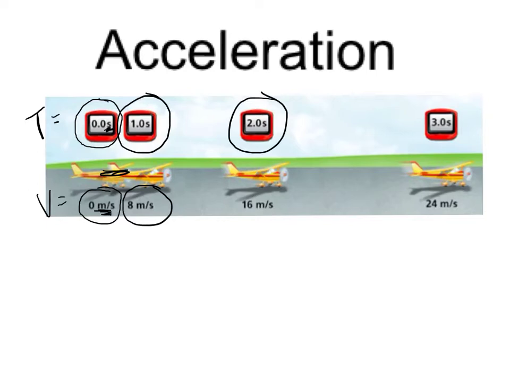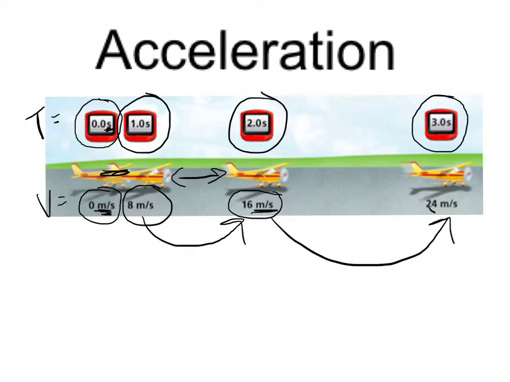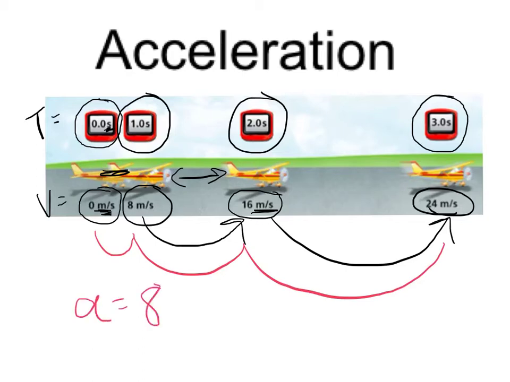At the 2 second time interval, the plane's speed increased from 8 to 16 meters per second, and you can see that it covered more distance this time. And at the 3rd time interval, the plane's speed increased from 16 meters per second to 24 meters per second. So the question is, what is the acceleration? Well, it's all about looking at the patterns here. It went from 0 to 8, from 8 to 16, and from 16 to 24 meters per second. So every single second, this plane's speed increased by 8 meters per second. So we can say its acceleration was 8 meters per second per second.